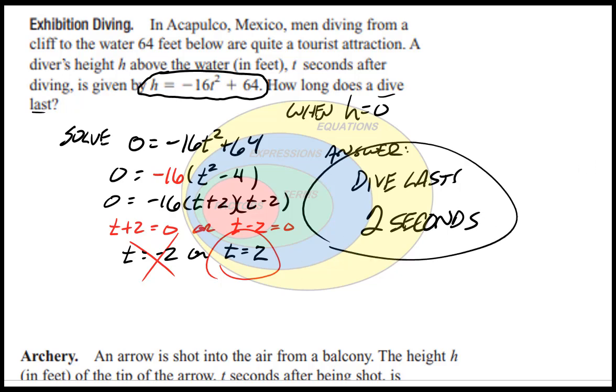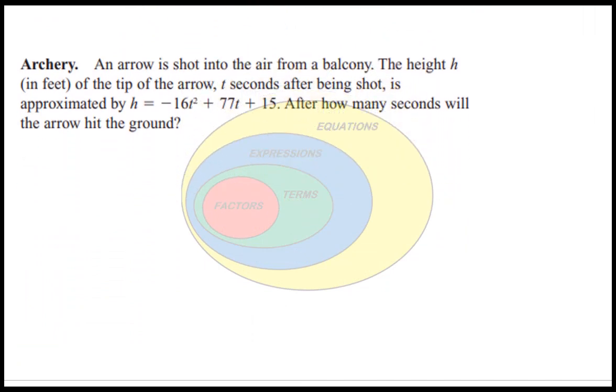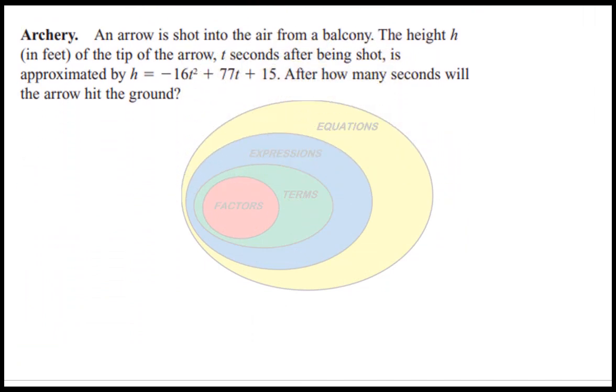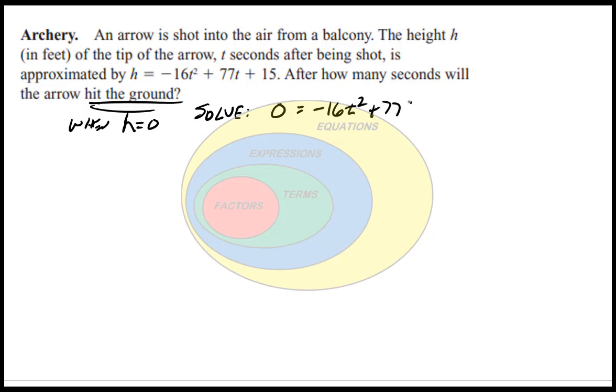All right, our next application is dealing with the height of an arrow. And again, the model has given us the height of the arrow, t seconds after being shot. So it says, after how many seconds will the arrow hit the ground? So it's going to hit the ground when h is equal to 0 again. So we basically just need to solve our model when h is 0. So that's negative 16 t squared plus 77t plus 15.